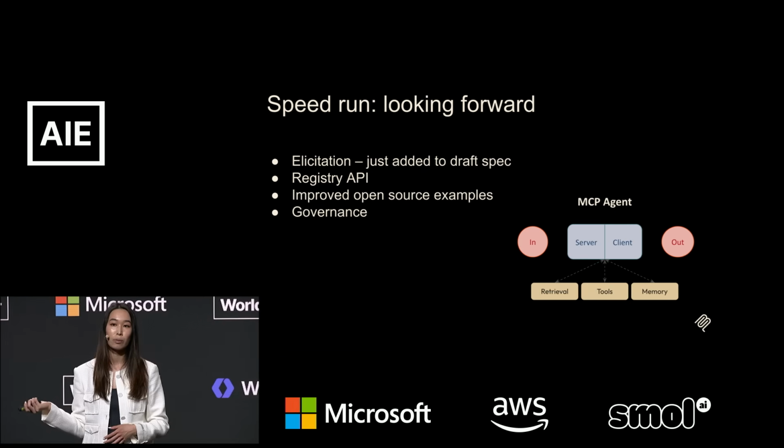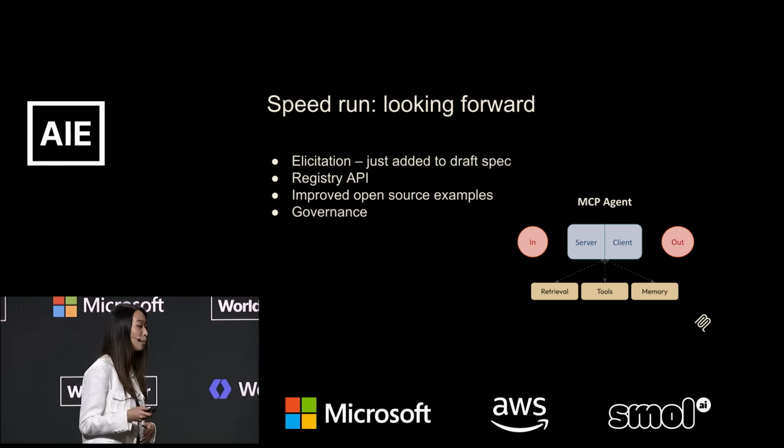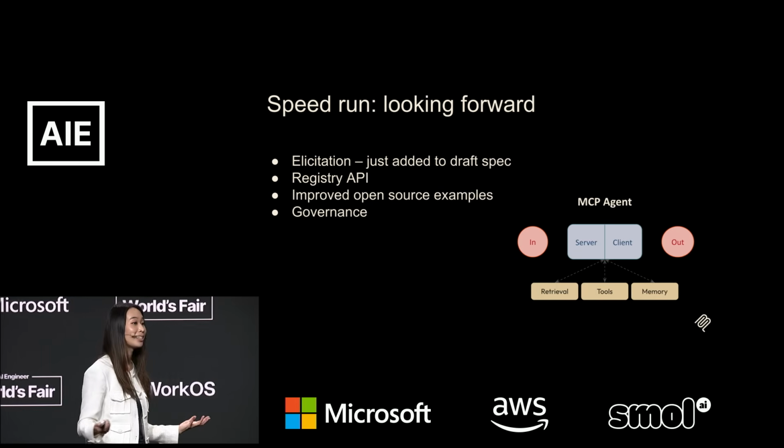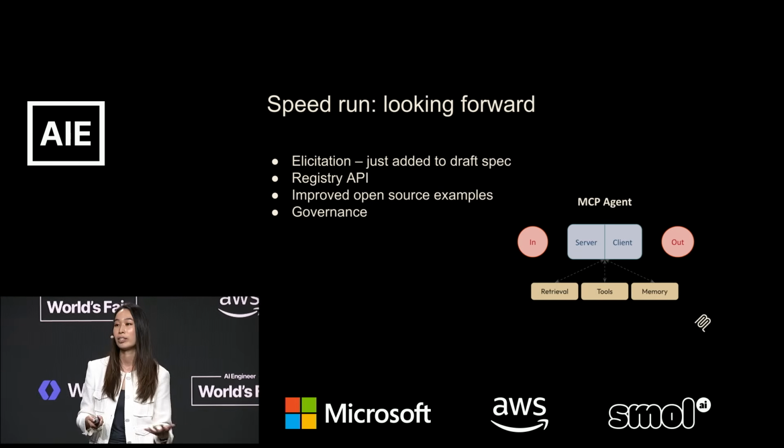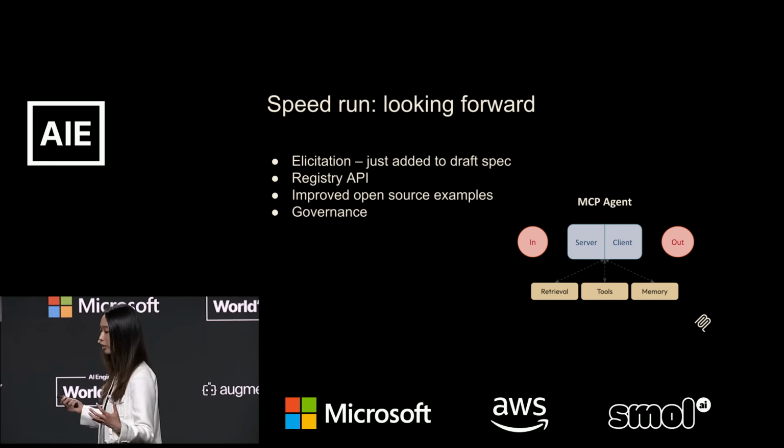We are also making progress on the registry API, which will make it a lot easier for models to actually find MCPs that weren't already given to them upfront. So this is, again, on that theme of model agency.